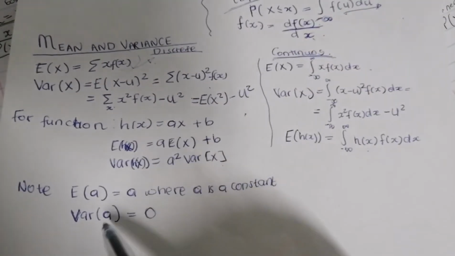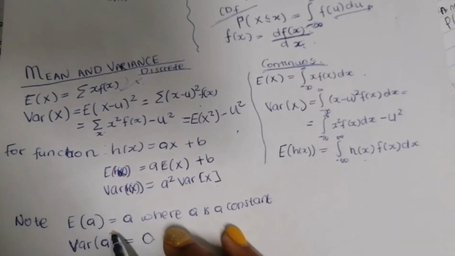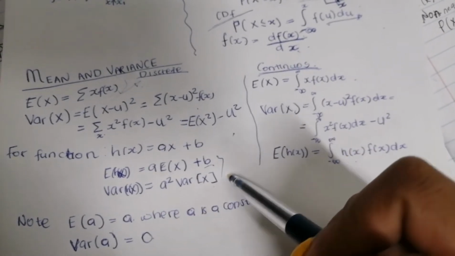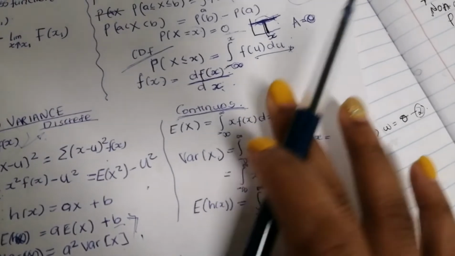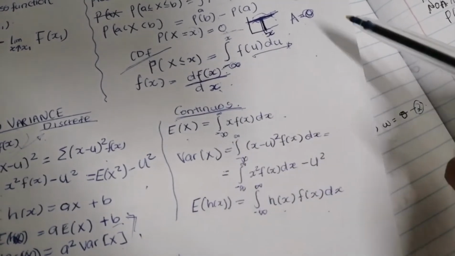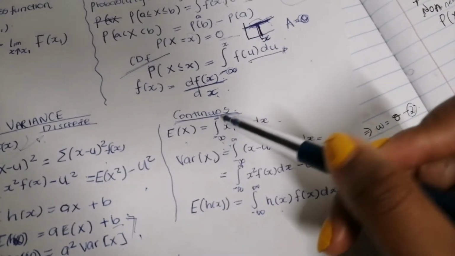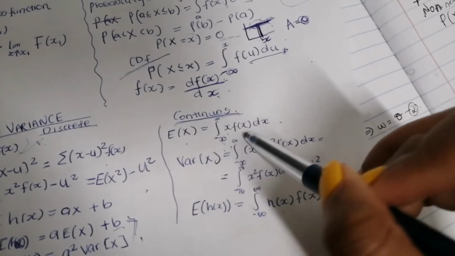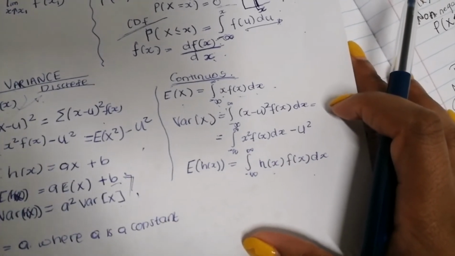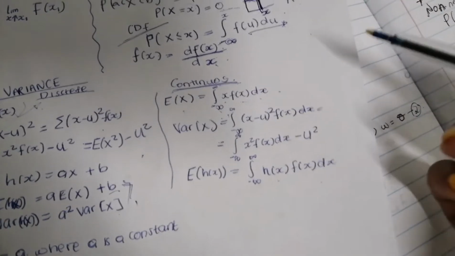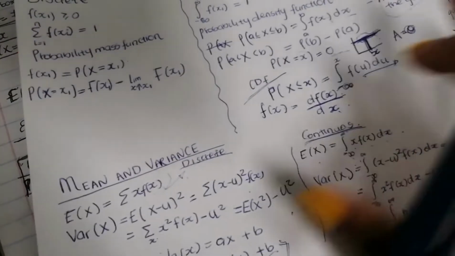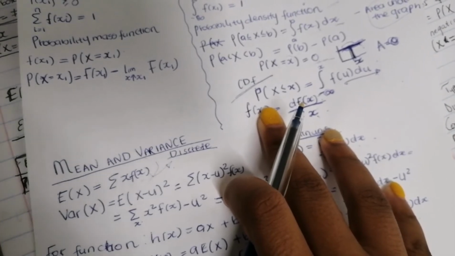So you need to know that the variance of a constant equals 0, and the expected value of a constant equals that constant. That's why we have those two equations here. Under continuous, to get the expected value, you are going to integrate from negative infinity to infinity, x times f of x, and then this is the variance, and you do the same to get the expected value for a function, right? So I'll show you how to apply these formulas by doing examples.